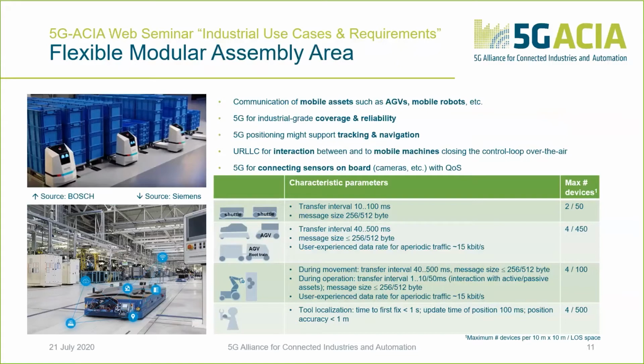It's called flexible modular assembly area, but it's mainly about the communication of mobile assets, such as AGVs, mobile robots, etc. And of course, the modular assembly area is one of the major application areas of these mobile assets. In the table on the left-hand side, you see two examples of these AGVs and mobile robots. And in the table, you see some KPIs for the different specific uses in this use case. The KPIs vary depending on the involved devices and processes.